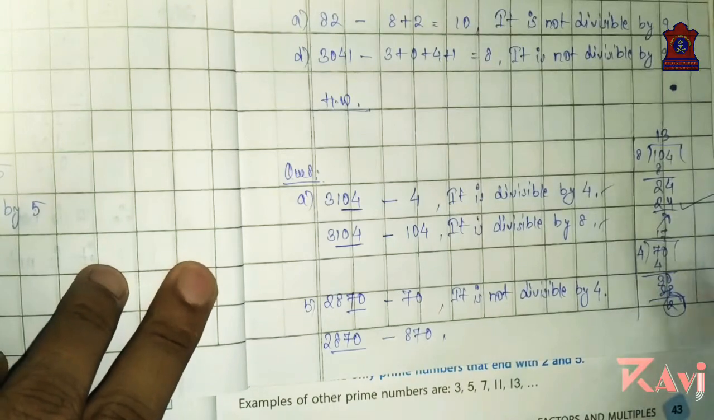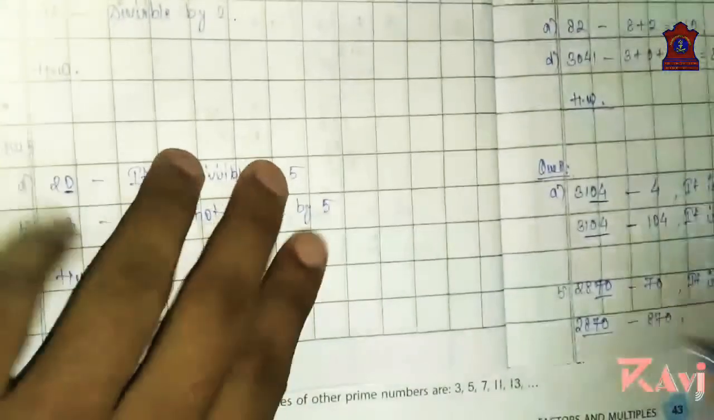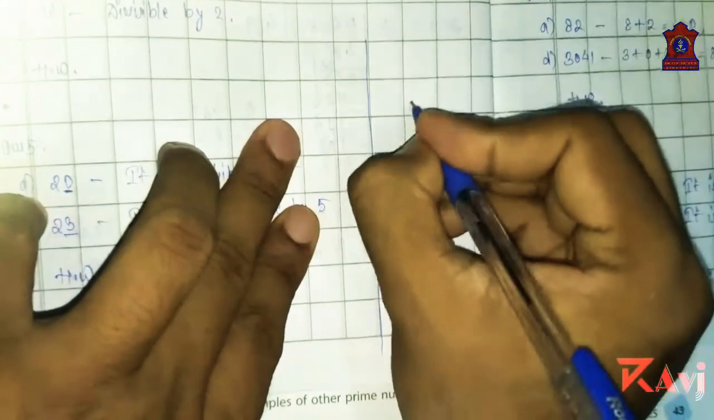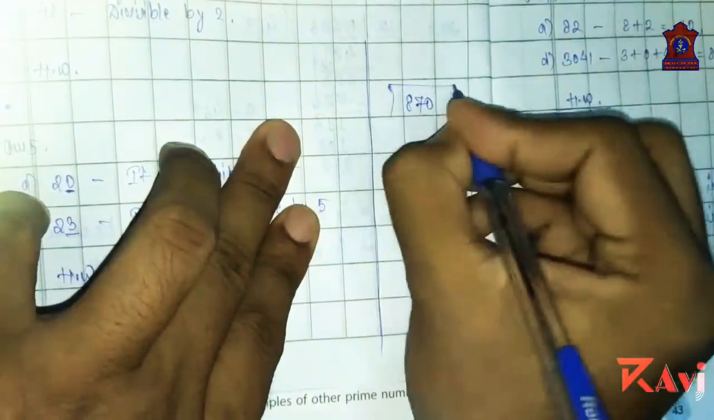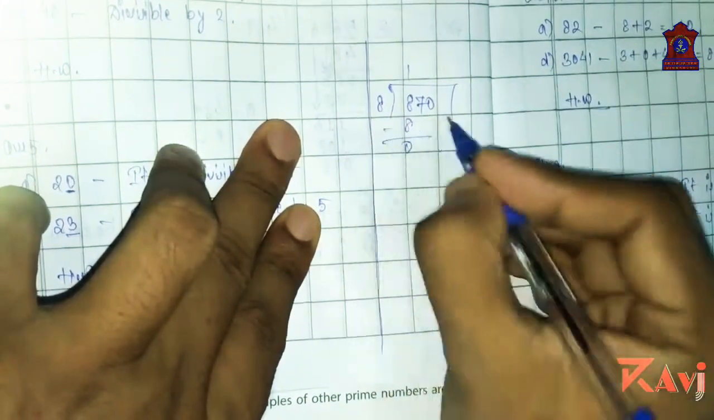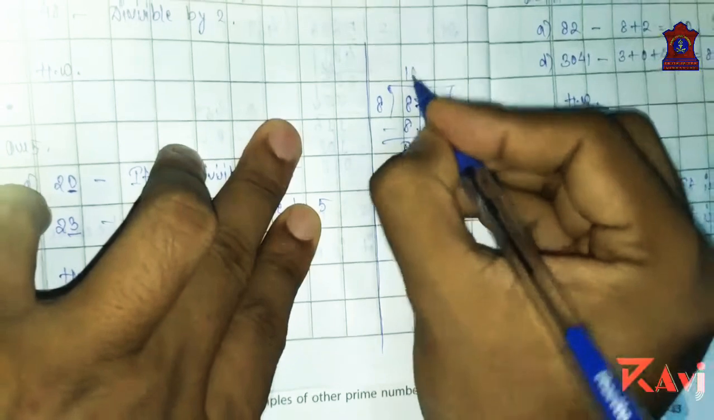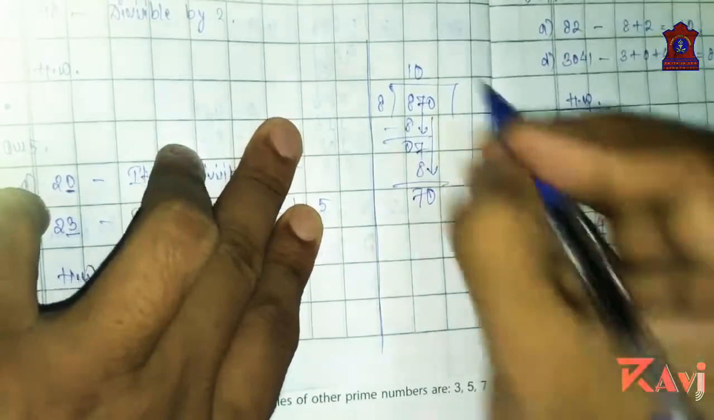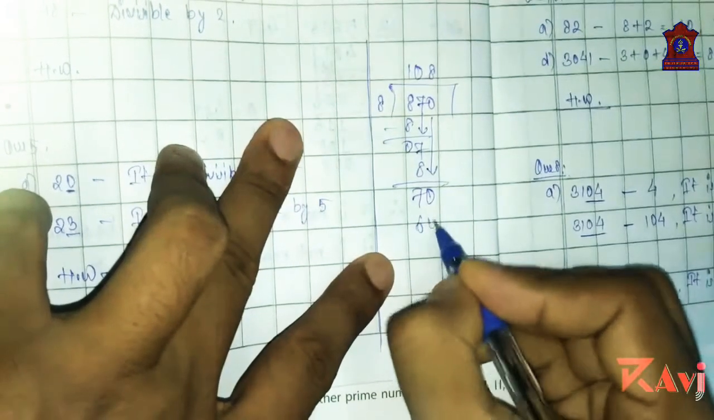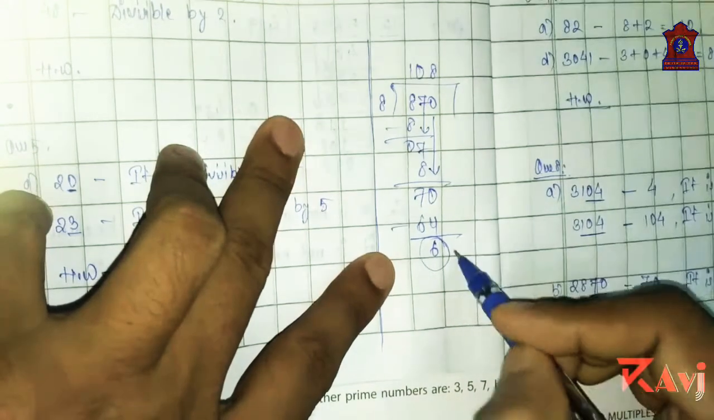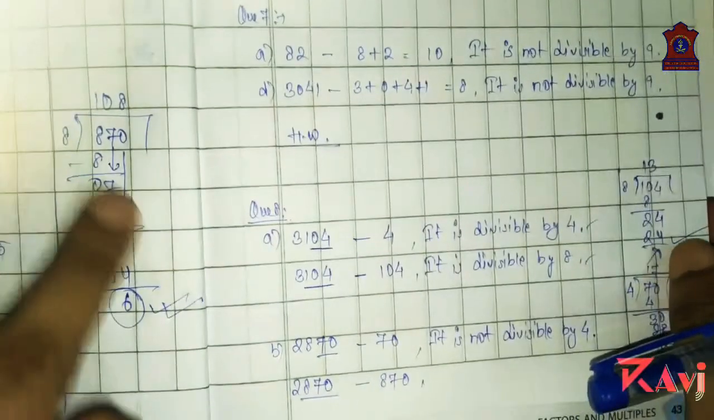To check the divisibility of this number, I don't have space, so I will be dividing it here. 870 divided by 8. 8 ones are 8. 7 8 zeros are 0. 7 8 8s are 64. What is left here? 6. Whenever you find any remainder, you can say that it is not divisible by this number.